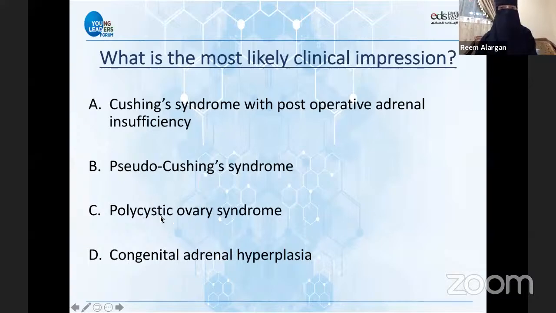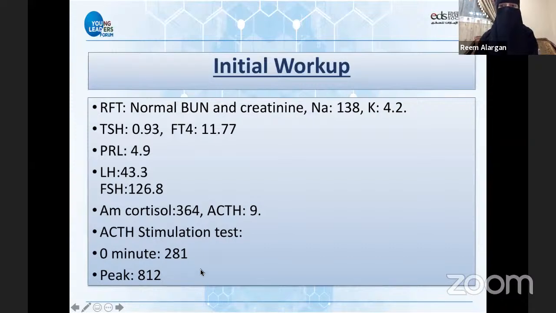41% of the audience think this is congenital adrenal hyperplasia. Second, 37% vote for Cushing syndrome with postoperative adrenal insufficiency. And 10 to 11% think it could be pseudo-Cushing or polycystic ovary syndrome. So the initial thinking was actually that this could be symptoms of adrenal insufficiency after an ACTH producing, a cortisol producing adenoma. So workup was done based on this clinical impression.